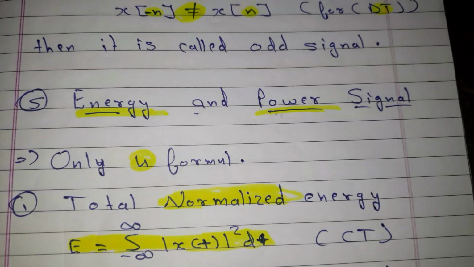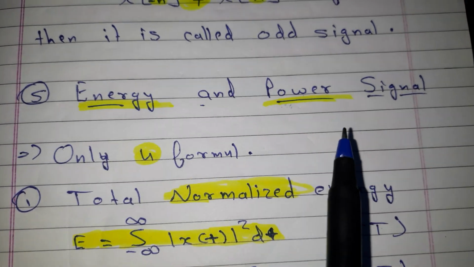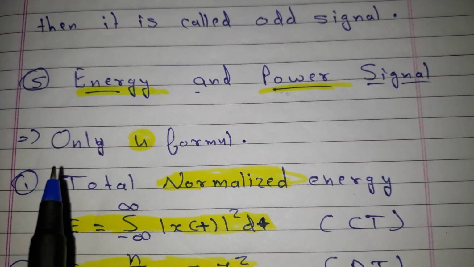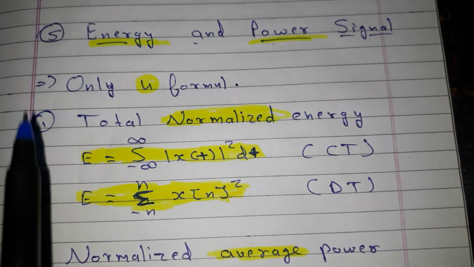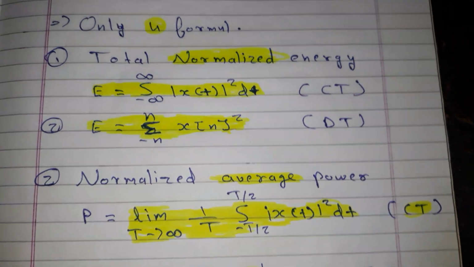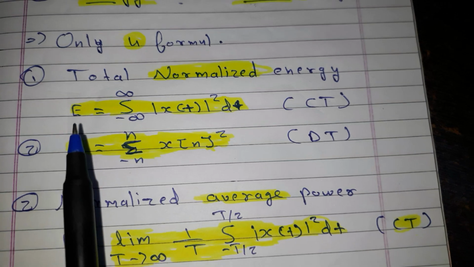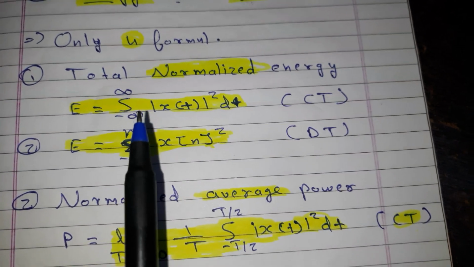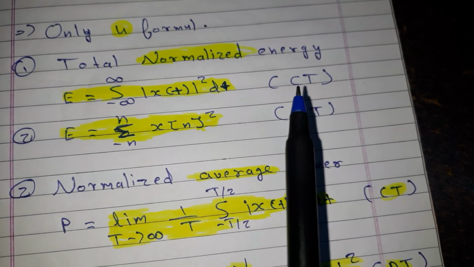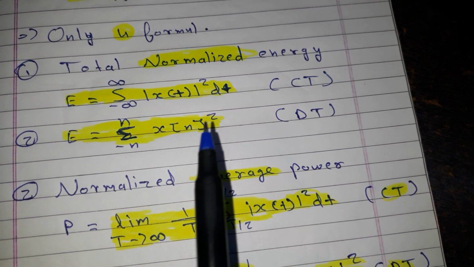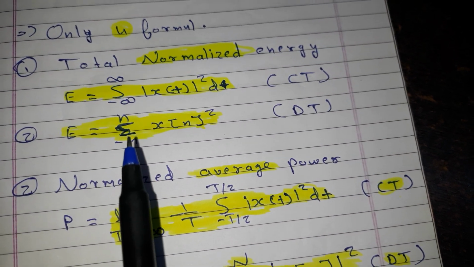The last type of our signal is energy and power signal. So what is an energy signal? Here we only learn the formulas. First, the total normalized energy formula. E is equal to the integration from minus infinity to infinity of x(t) squared dt for continuous, and for discrete only t is changed to n and the integration is changed to summation.